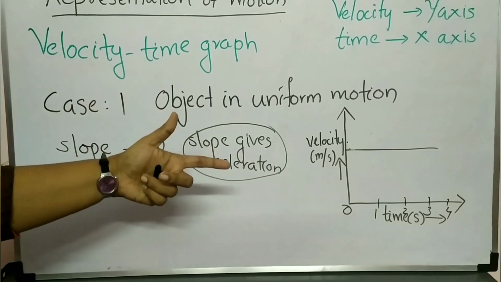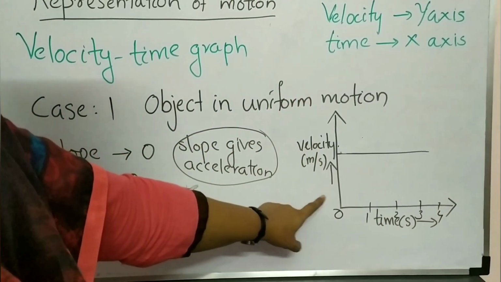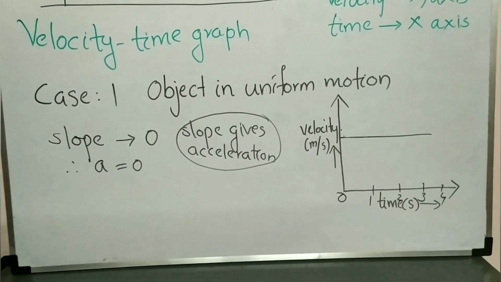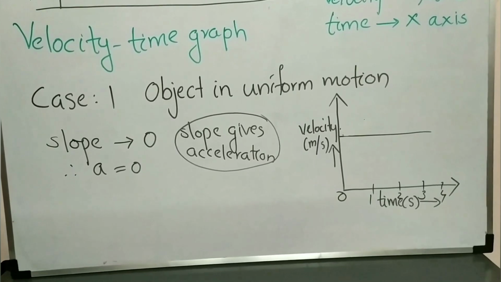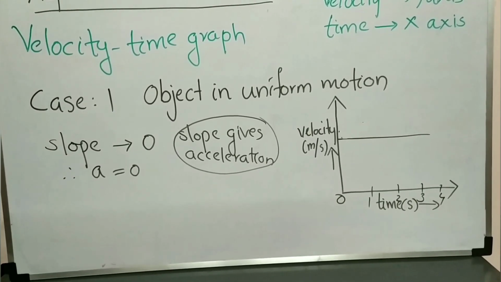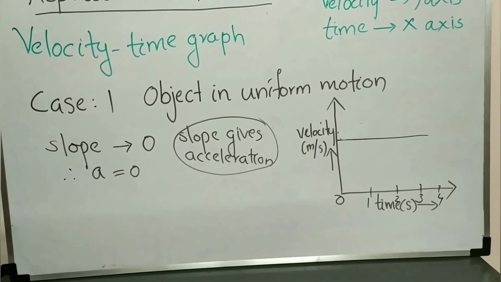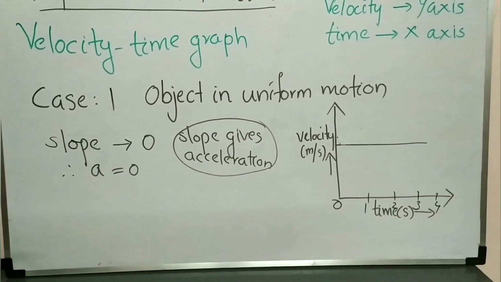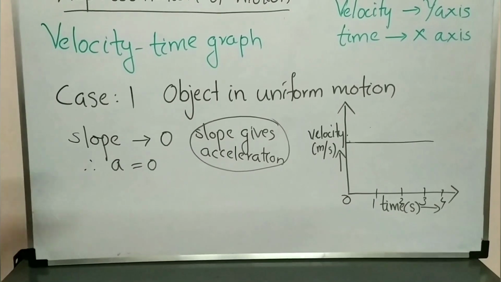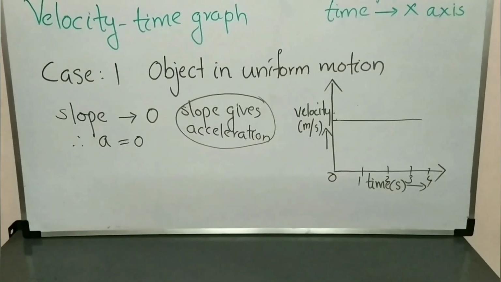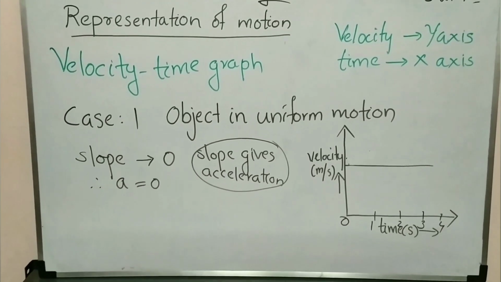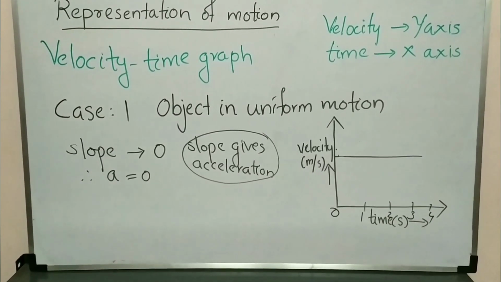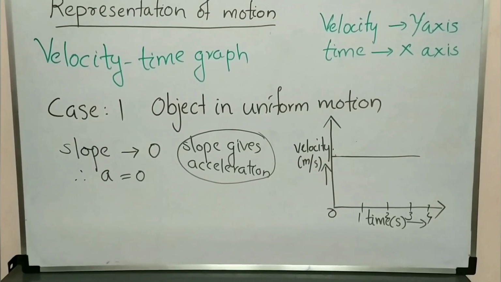Why am I saying this? Here velocity is along the y-axis and time along the x-axis. If you take the slope, we can say velocity by time will be there: change in y coordinate by change in x coordinate. Change in velocity divided by time, that you know is acceleration. So for a velocity time graph, the slope of the graph gives us acceleration. In this case, the object is in uniform motion, no acceleration, no slope here.